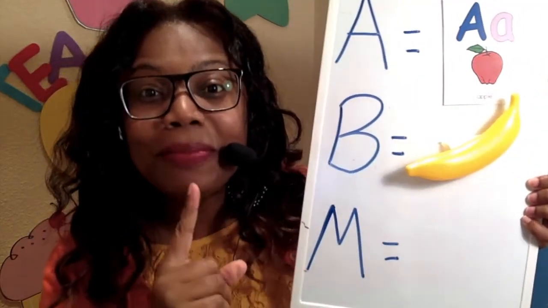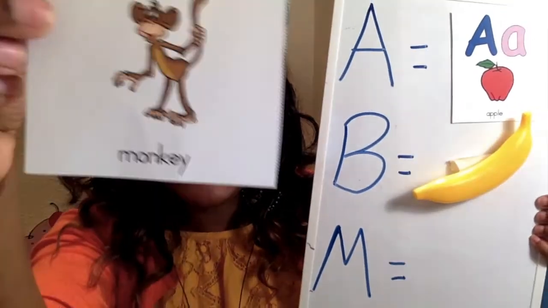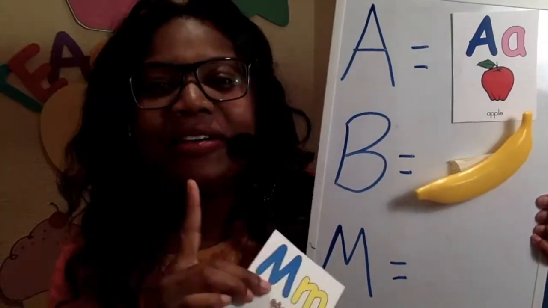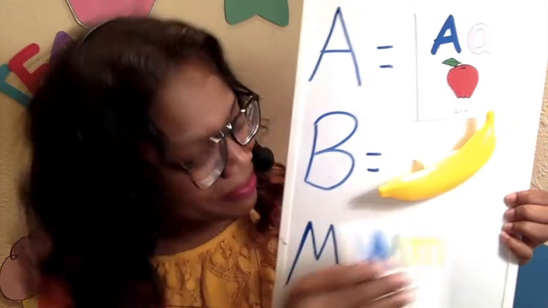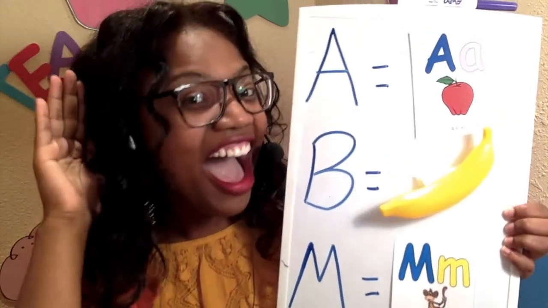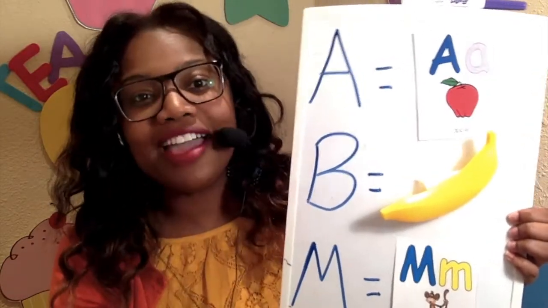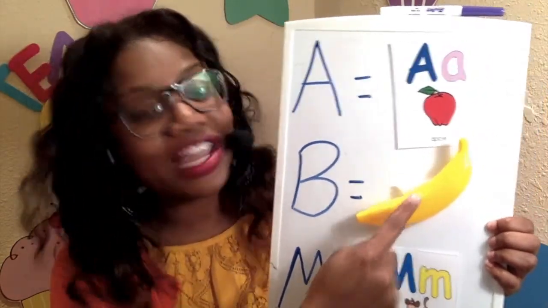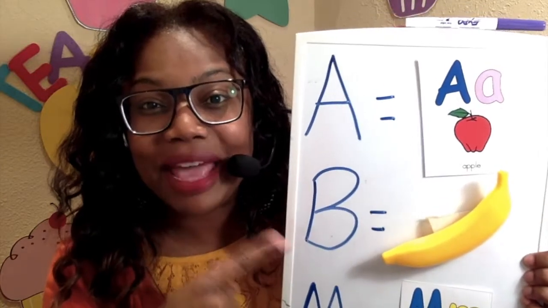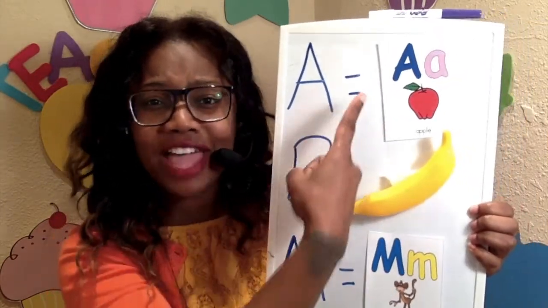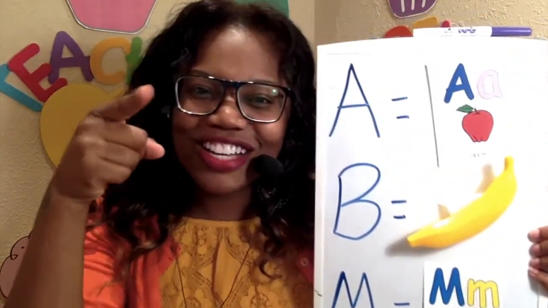M is for monkey. Monkey. Let them repeat it back. So use what you have. You see, I didn't use my B flashcard because it had a picture of a bag. It doesn't matter if I went from flashcard to prop. Use what you have. Make sure to give the kid a reward at some point.